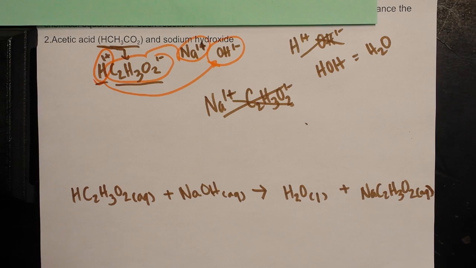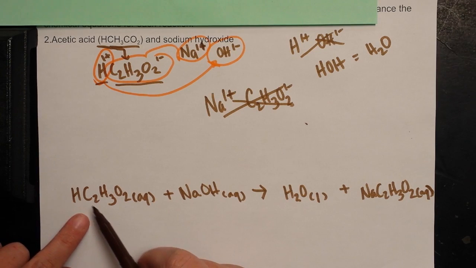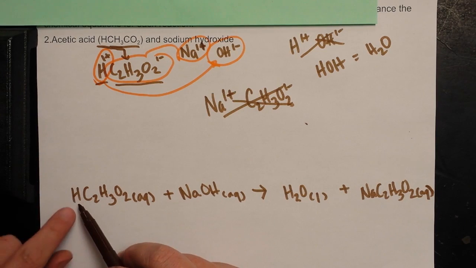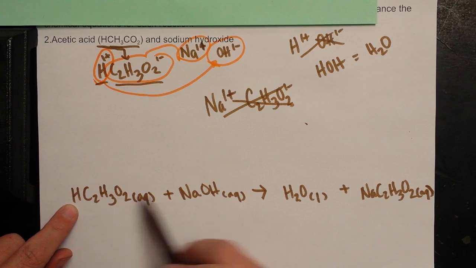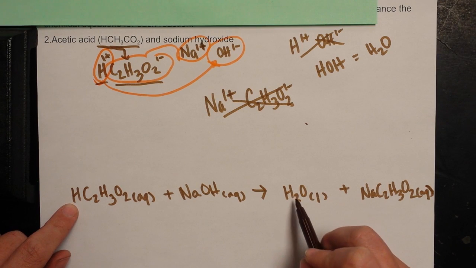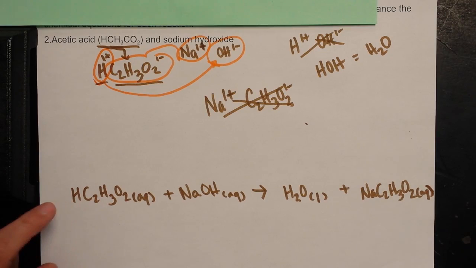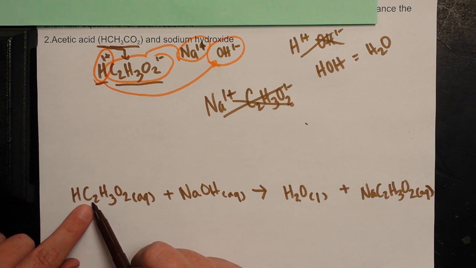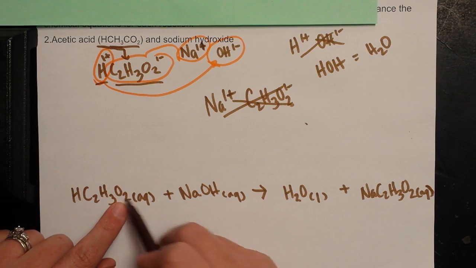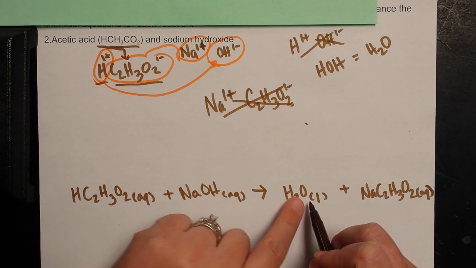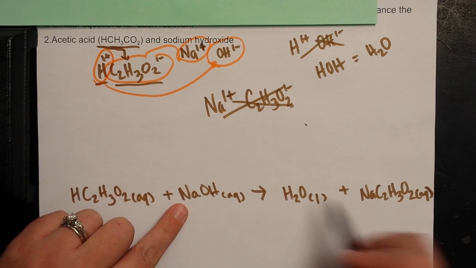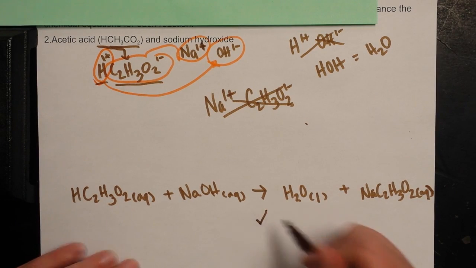Okay. All right, we can check to make sure the equation is balanced. So we have 1, 2, 3, 4, 5 hydrogens, and we've got 1, 2, 3, 4, 5 hydrogens. We've got 2 carbons and 2 carbons. We've got 1, 2, 3 oxygens, and 1, 2, 3 oxygens, and 1 sodium on each side, so it is already balanced.